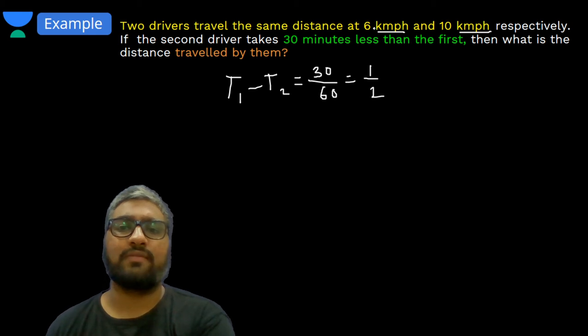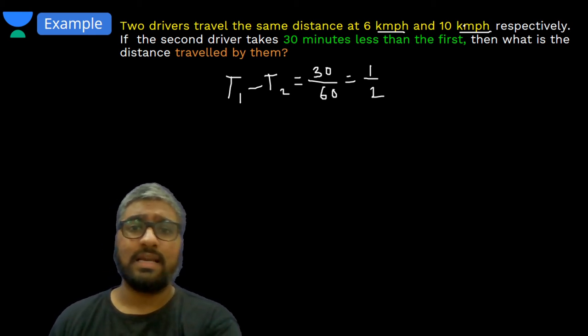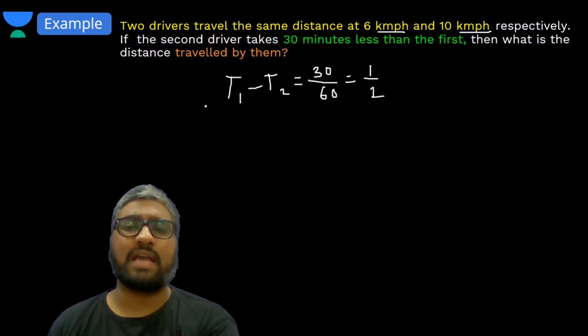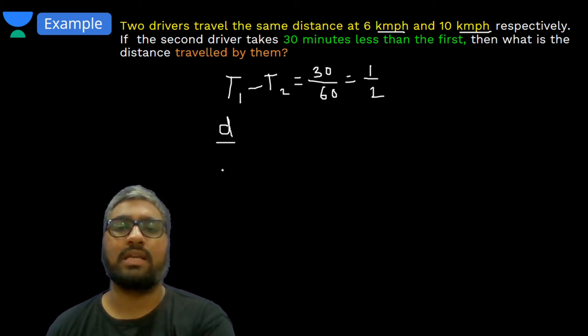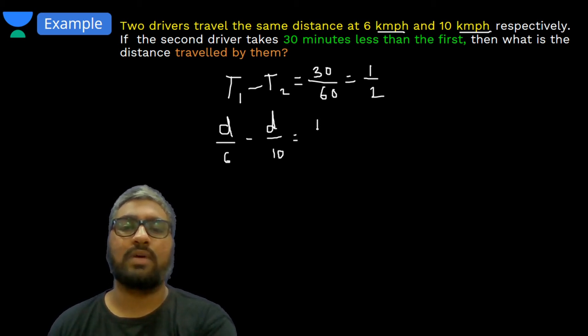What is the time in the first case? In this case, the longer time would be with the slower speed, so 6 kilometers per hour. Time is nothing but distance by speed. Distance is what I have to find out, d. So d by 6 minus d by 10, because time is distance by speed, should be equal to 1 by 2.